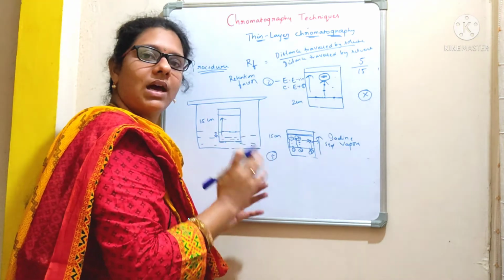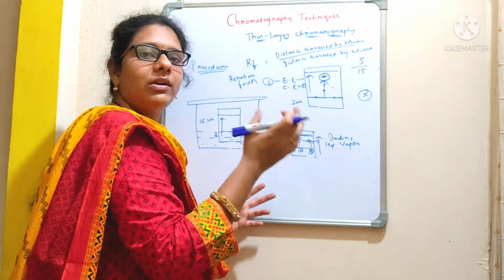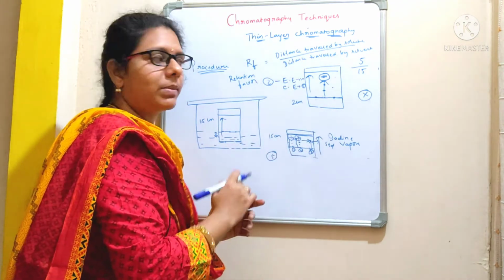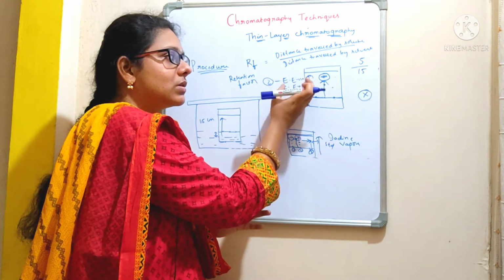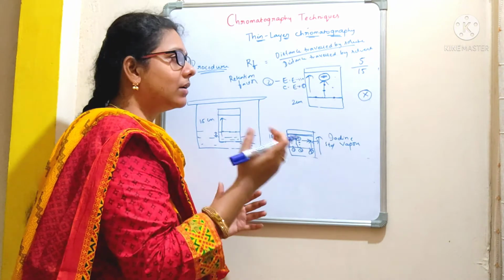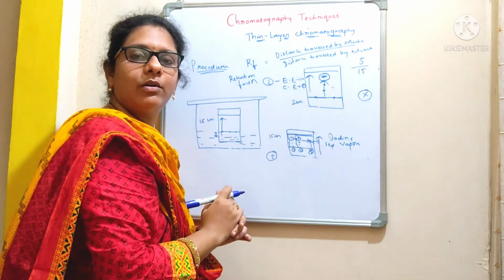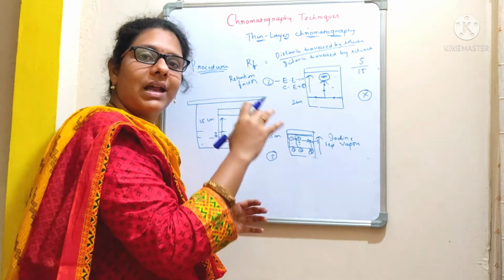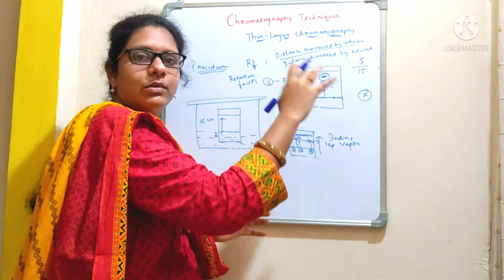After the procedure is done, you are going to remove the sheet and expose it to iodine vapors for the identification of those compounds. You may get 10 compounds with the ethanol extract and you may get 5 compounds with the chloroform extract. Now you need to calculate the RF value for all those compounds.